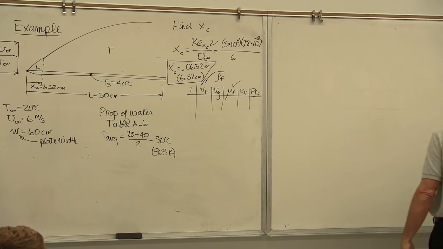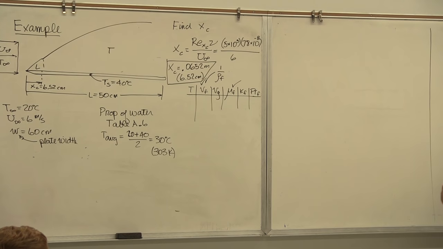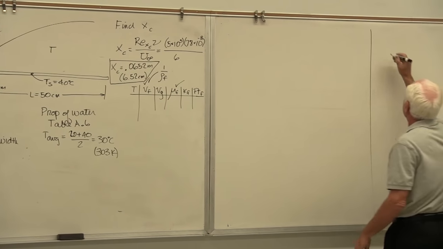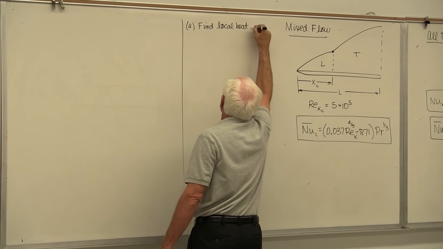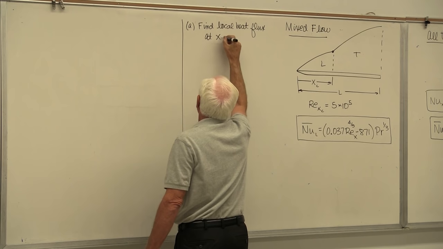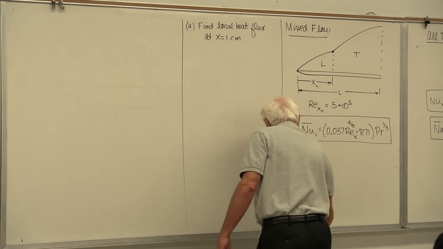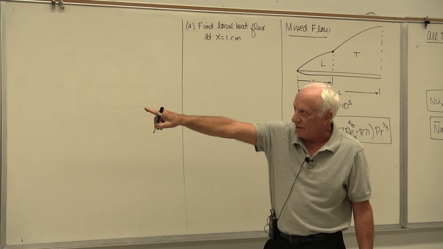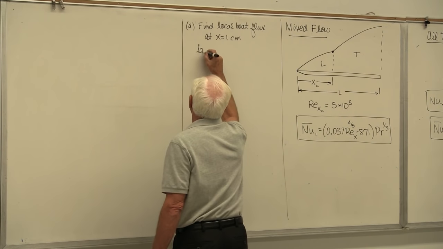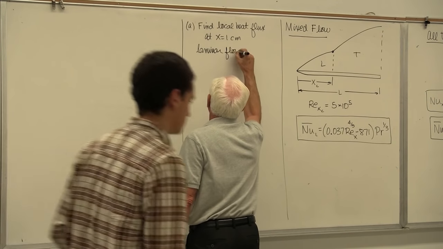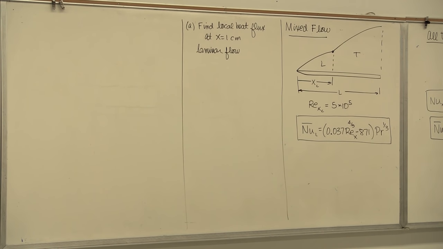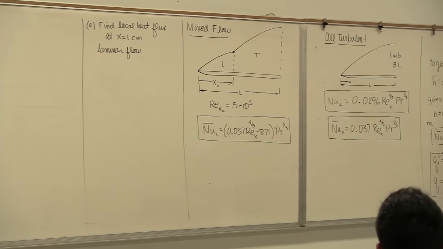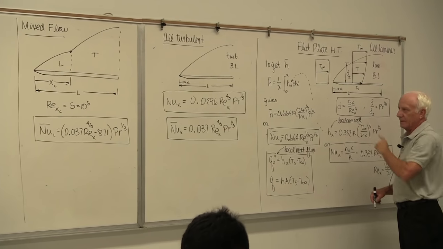All right, number one, we're going to find the local heat flux at x equals 1 centimeter. There's my picture. At 1 centimeter, I'm in laminar flow. What do I want? I want the local heat flux. Where's that? There's the word right there, local heat flux. What do I need? All I need is that h sub x. How do I find it? Look up here till you find it. Right there. There it is, h sub x.